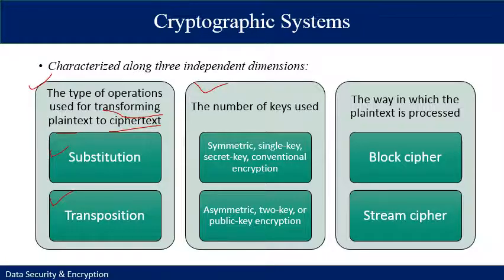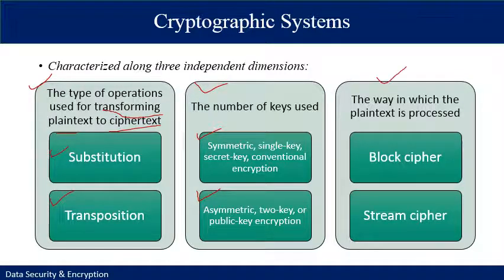If both sender and receiver use the same key, known as single key or secret key, then the system is referred to as symmetric, single key, secret key, or conventional encryption. On the other hand, if the sender and the receiver use different keys, the system is referred to as an asymmetric system, and it can use two keys or public key encryption.